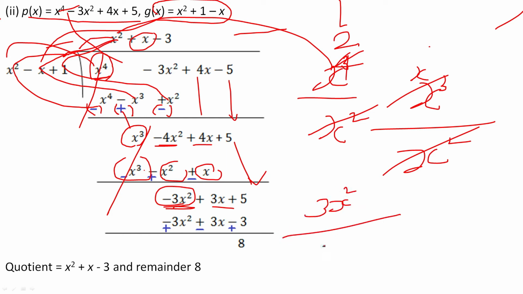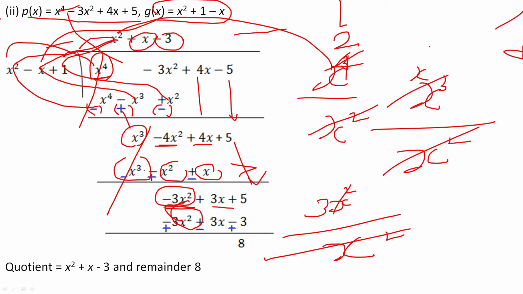Again 3x square divided by x square. x square will get cancelled. So 3 only. Put 3 in the question. 3 multiplied by x square, 3x square.